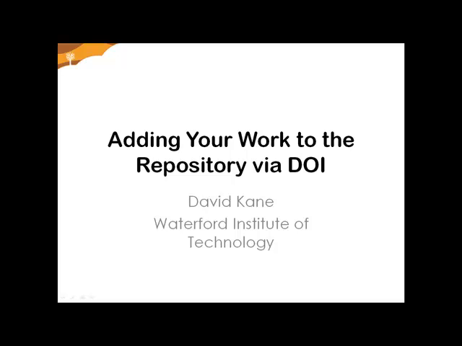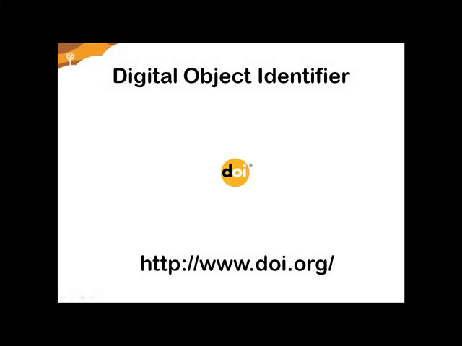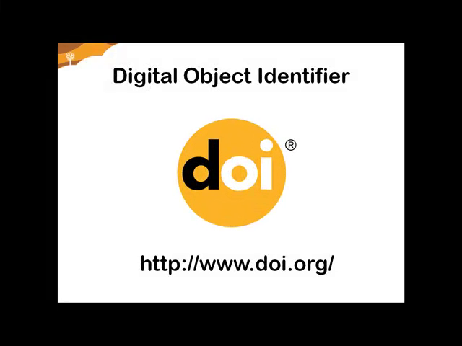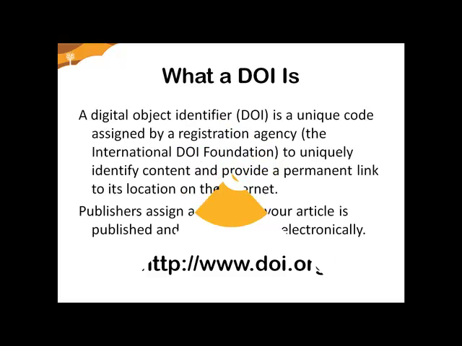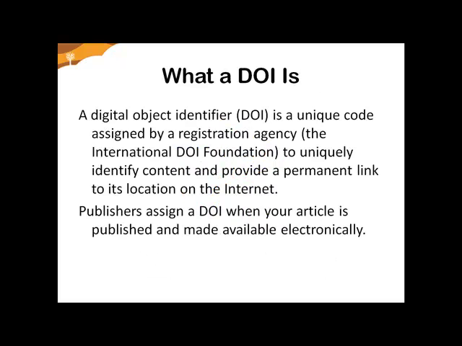Adding your work to the repository via DOI. DOI stands for Digital Object Identifier. A digital object identifier is a unique code assigned by a registration agency, the International DOI Foundation, to uniquely identify content and provide a permanent link to its location on the Internet.